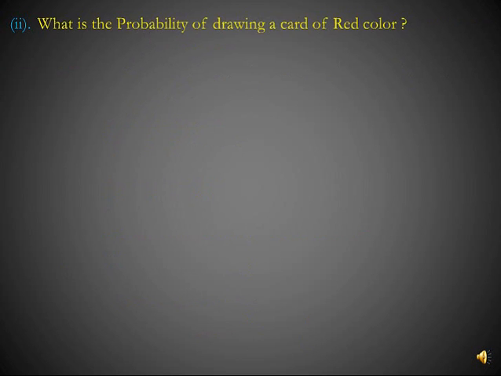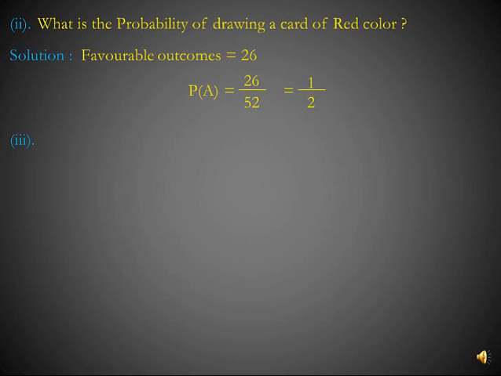Our second question is, what is the probability of drawing a card of red color? As we have just studied that in a pack of 52 cards, there are 2 categories of colors. There are 26 cards of red color and 26 cards of black color. So we have favorable outcomes as 26 because 26 cards are of red color. So probability of A will be 26 upon 52, that is 1 by 2.